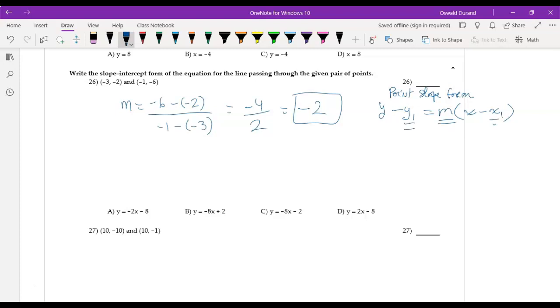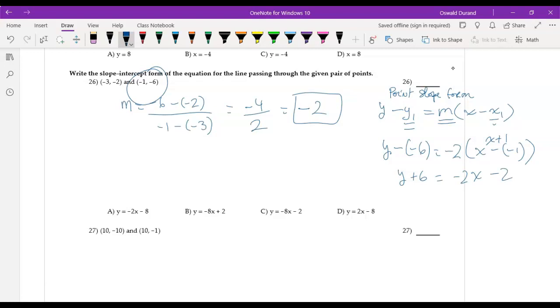So let's plug in. And here we're going to use, let's say, -1, -6. You can use -3, -2 if you want to; you get the same answer at the end. All right, so you have y minus y1. So y minus -6 equal to m, which is -2, times x minus x1, -1. Simplify this. Y plus 6 equal to, this is x plus 1, right? So let me put x plus 1 here. And -2 times x is -2x, and -2 times +1 is -2.